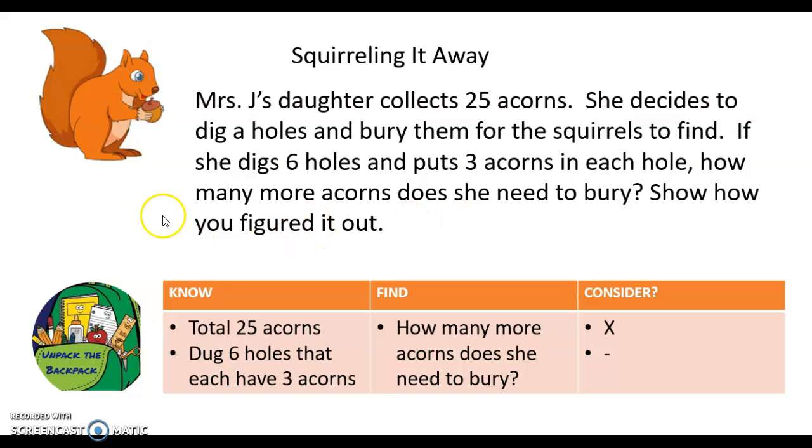So what do we know? Unpacking this problem, we know right from the problem that there is a total of 25 acorns. We get that directly from the problem. We also know from reading the problem directly that Miss J's daughter dug 6 holes, and she puts 3 acorns in each hole. So what do we need to find out?